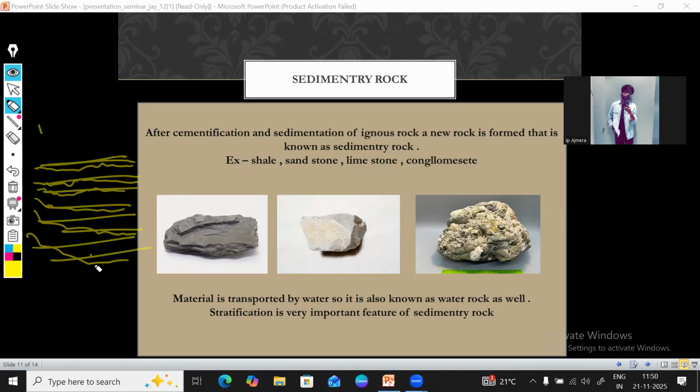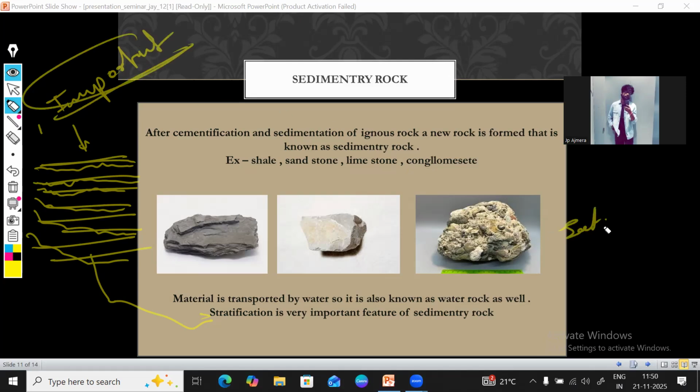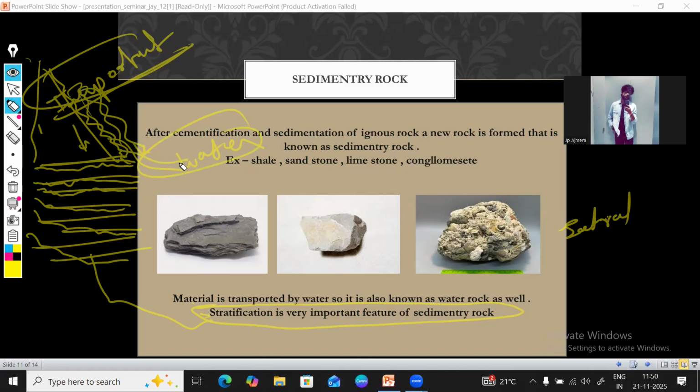All right, so that goes to stratification. Stratification is an important feature of which rock? This is the important feature of sedimentary rock. There is a question built up here: stratification is a very important feature of sedimentary rock. Material is transported by water, so it is also called a water rock. The material from the upper part of rock is transported by water, and that is another reason why we call it a water rock: the sediment is deposited through the action of water. So that's why another name of sedimentary rock is water rock, right?